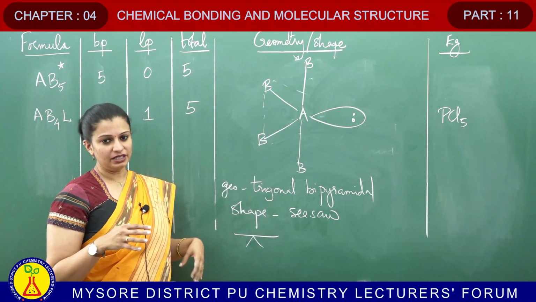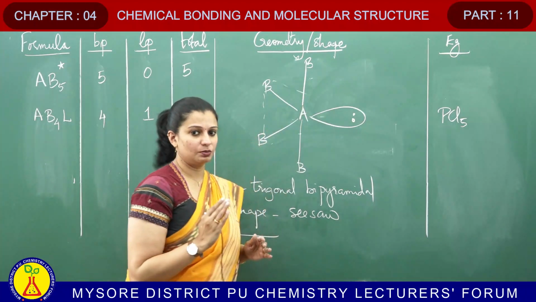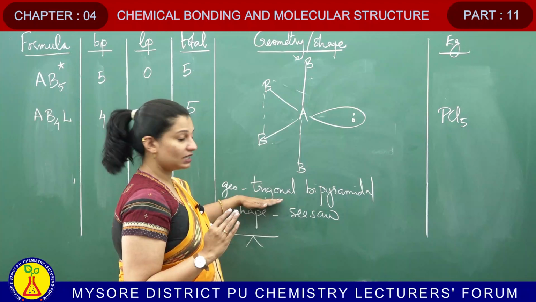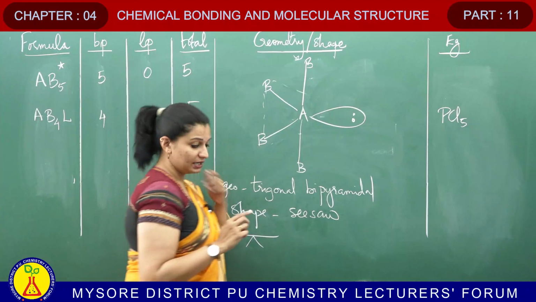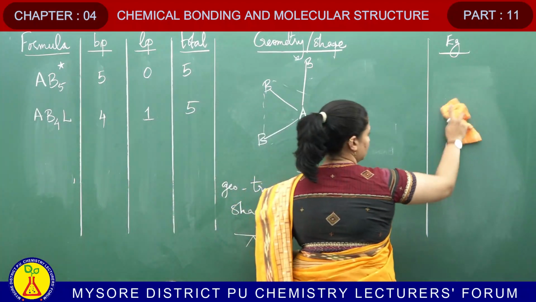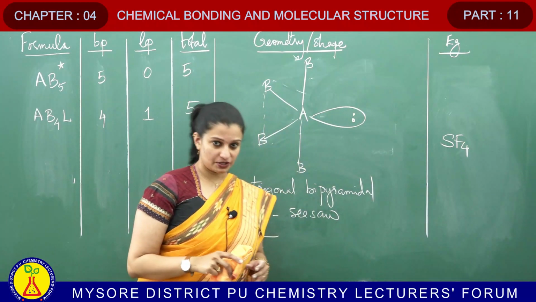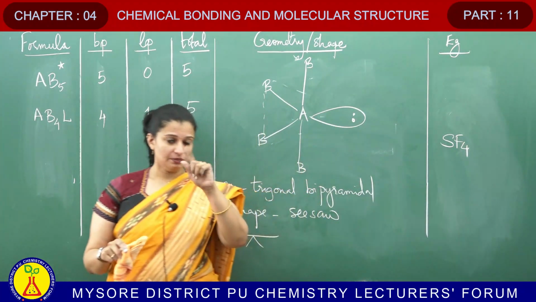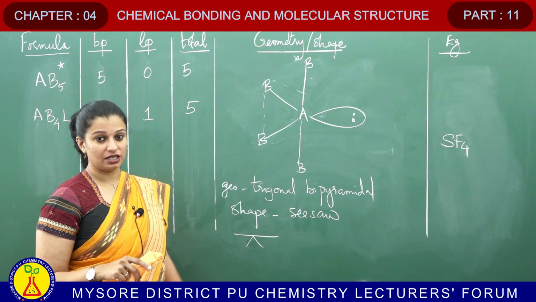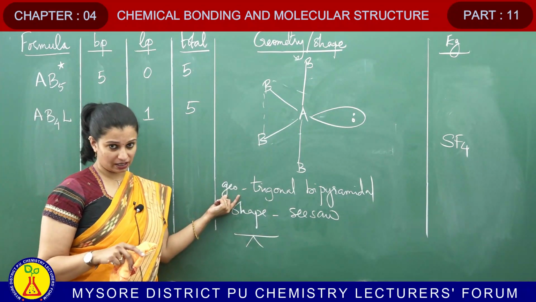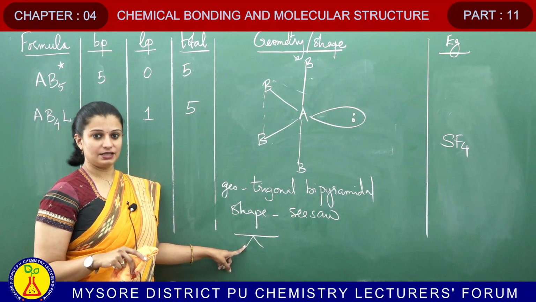Bond angles would have been distorted. You are not going to get exactly 90 degrees, it would have bent a little because of the lone pair. So this is your trigonal bipyramidal geometry, and the shape is the seesaw shape. The example that I can give for this is SF4. Sulfur is your central atom and you have 4 bond pairs, but there will be a lone pair also on sulfur, and that will occupy an equatorial position. So I repeat, the geometry is trigonal bipyramidal, but the shape has become like a seesaw.